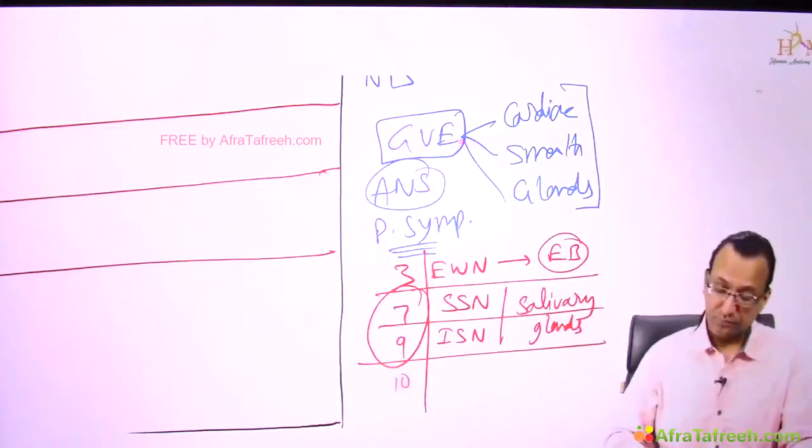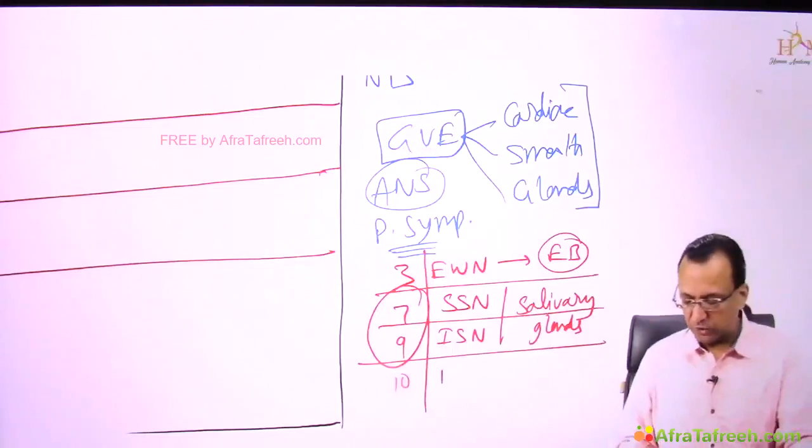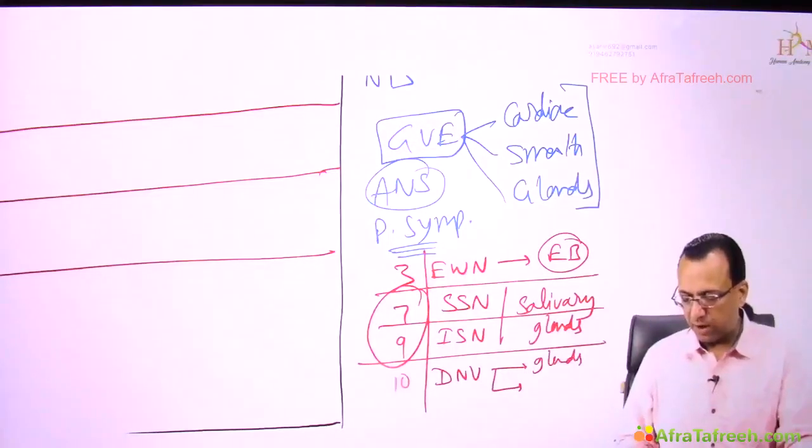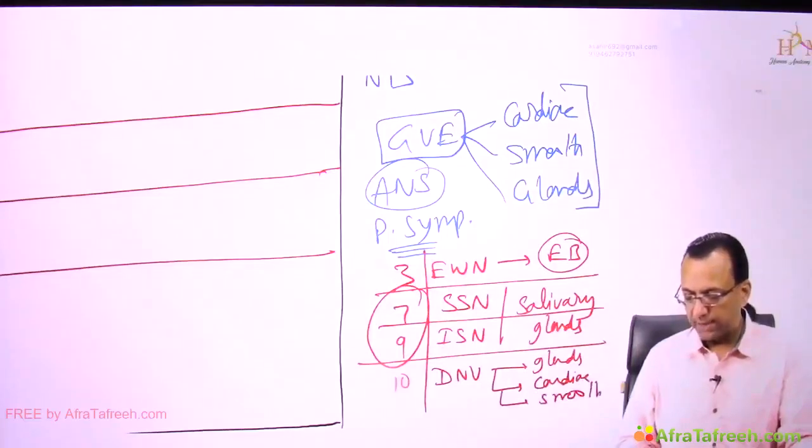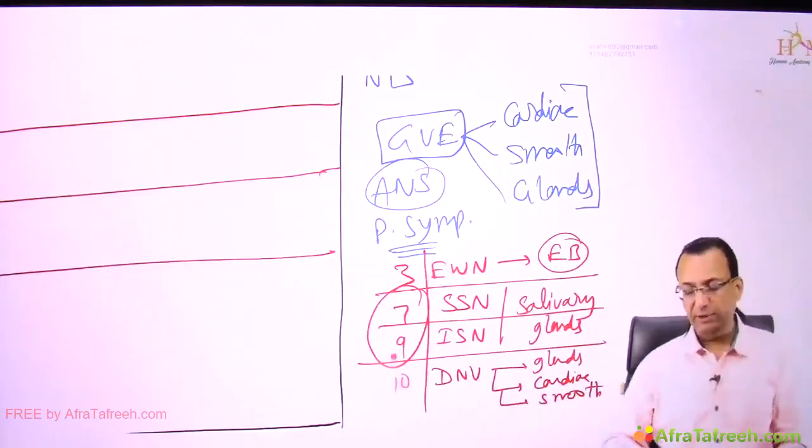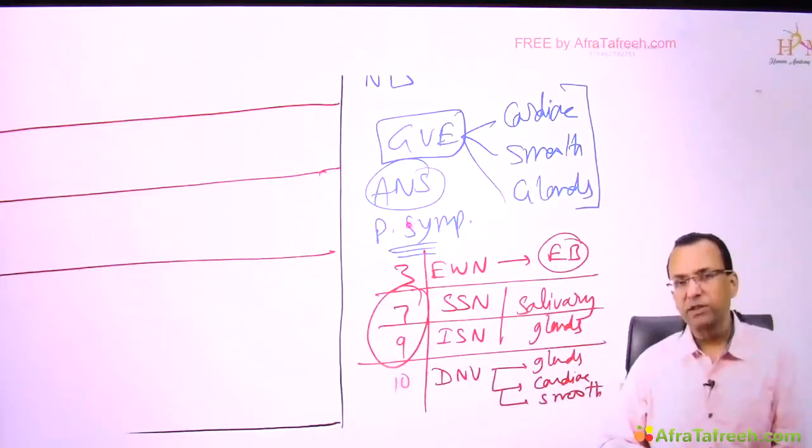GVE. What about the 10th nerve? Dorsal nucleus of vagus controlling some glands, some cardiac muscle and some smooth muscle also. So you are telling that the 10th nerve has a parasympathetic nucleus. Yes. Parasympathetic nucleus name, dorsal nucleus of vagus, which is controlling smooth muscle of glands, cardiac muscles, smooth muscles.